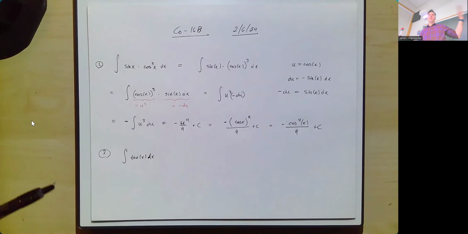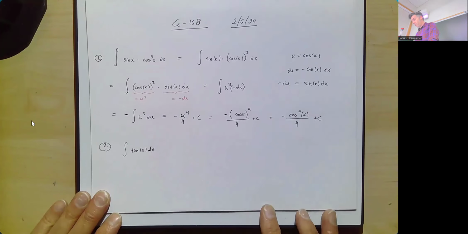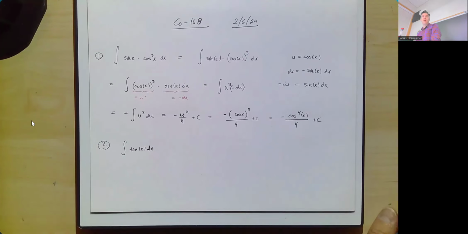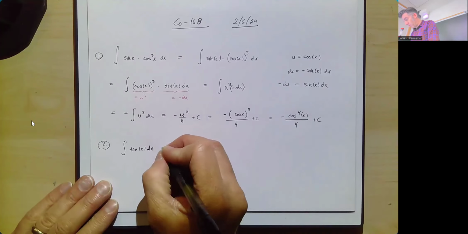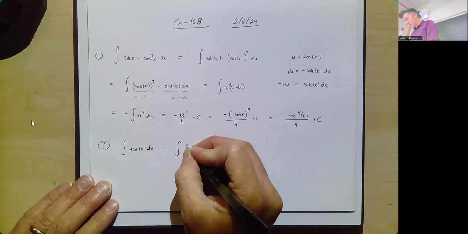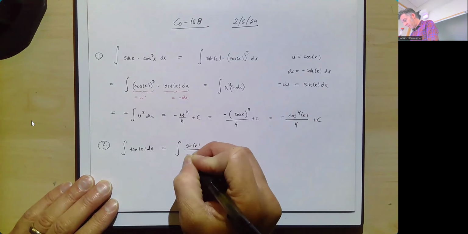At least I know one of the classes already covered these. I don't know if both of them have. But the way we do this is by doing another u sub. We're going to rewrite tangent as sine divided by cosine.